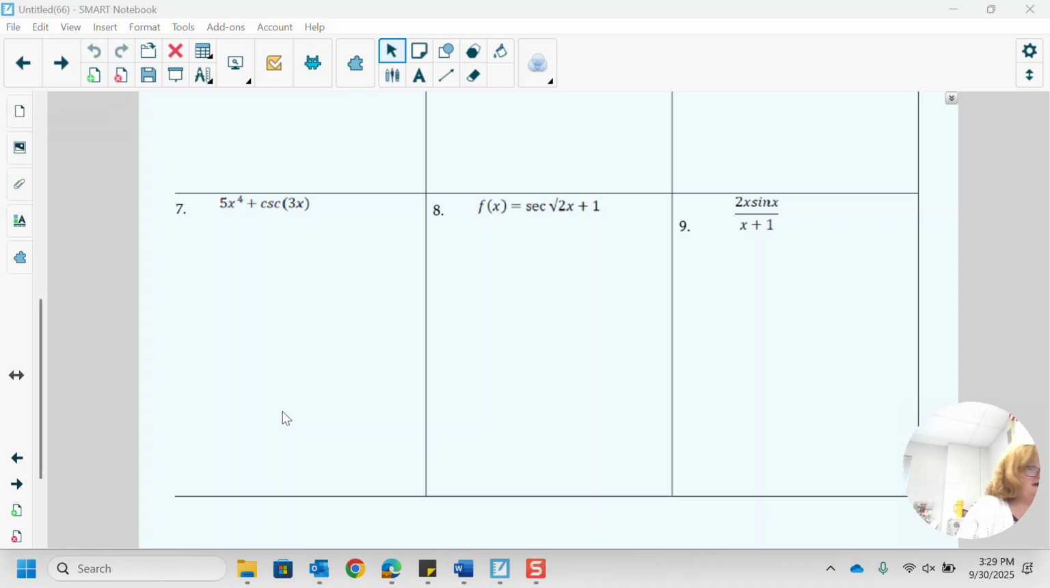Guys, I'm going to try to figure out where I can stand so I can be in the frame. Okay, never mind.